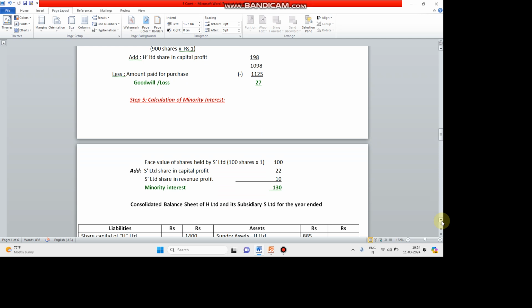So these are all the 5 basic steps that are required for preparing the consolidated balance sheet. In the next video, we are going to see how the consolidated balance sheets are prepared, and the problem we are going to see is when the shares are acquired during the current year.